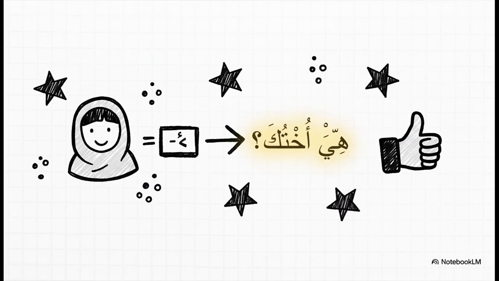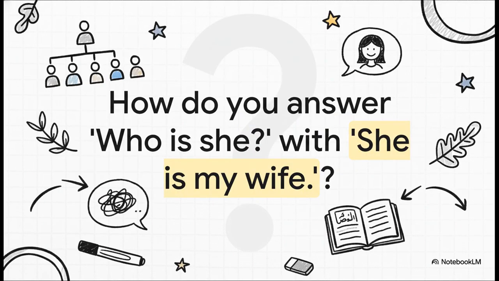Okay, you ready? The answer is hel hiya ukhtuka. So we have hel to make it a question, hiya for she, and then ukht plus that ki suffix for your sister. Hey, even if you didn't get it perfectly, just thinking through the process is a huge win. Great effort. Okay, last one. Let's say someone asks you, man hiya, who is she? And you want to introduce your wife. How do you say she is my wife?